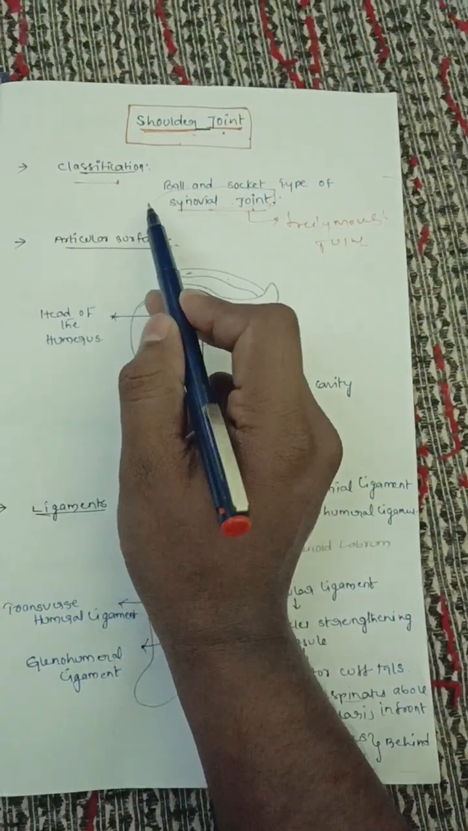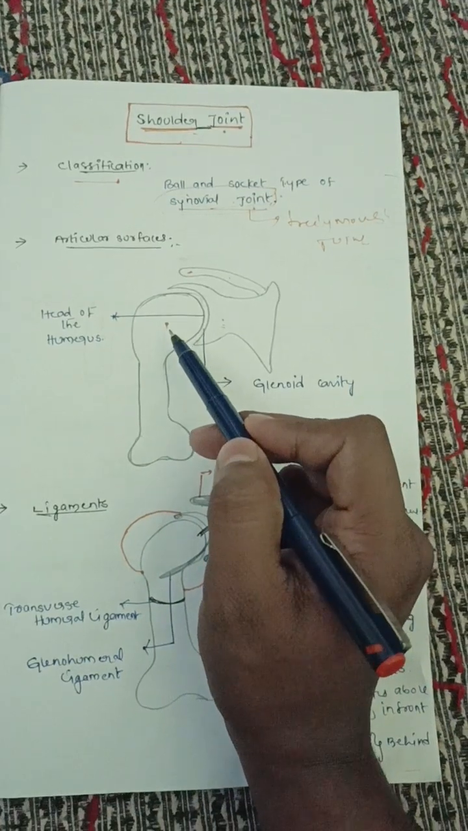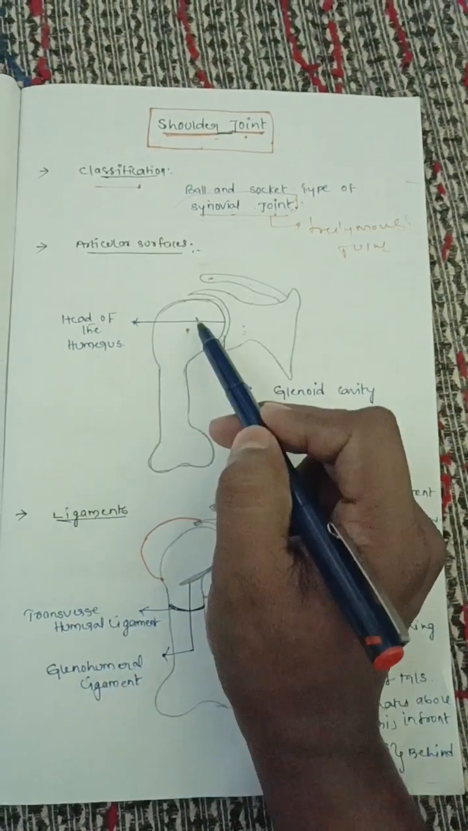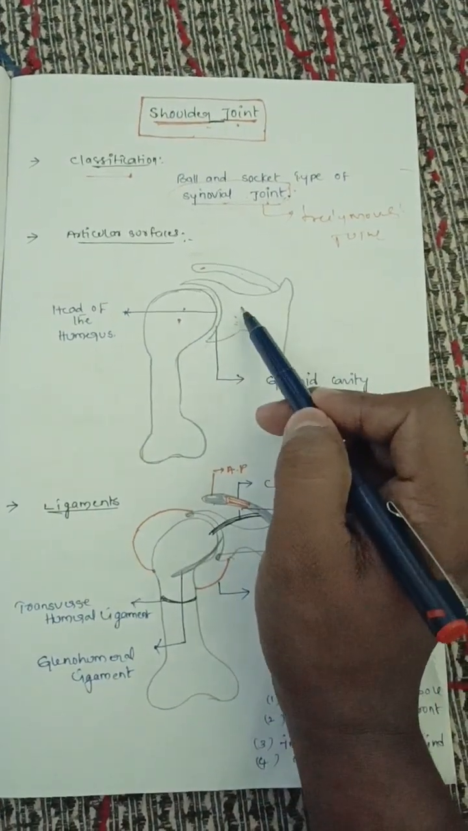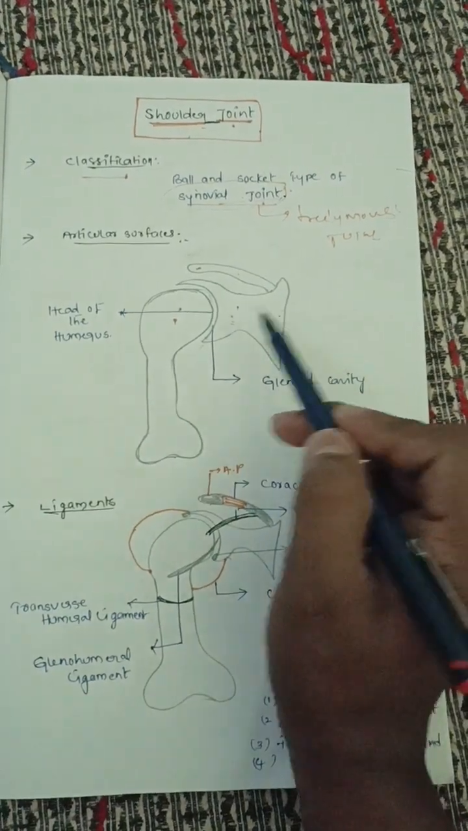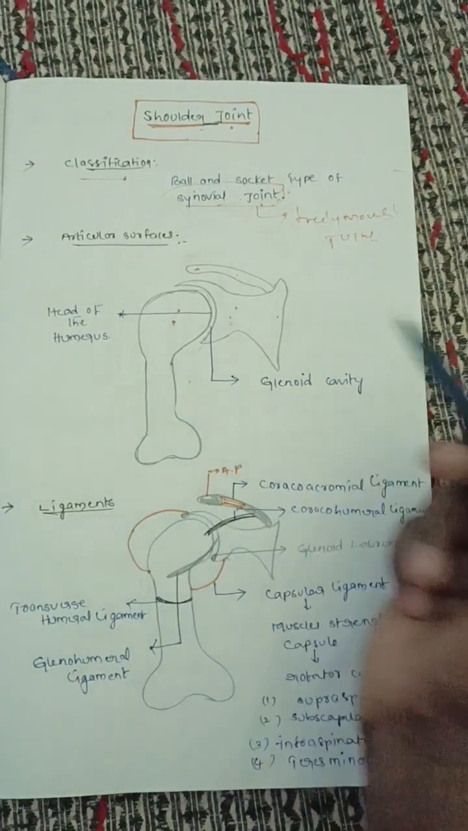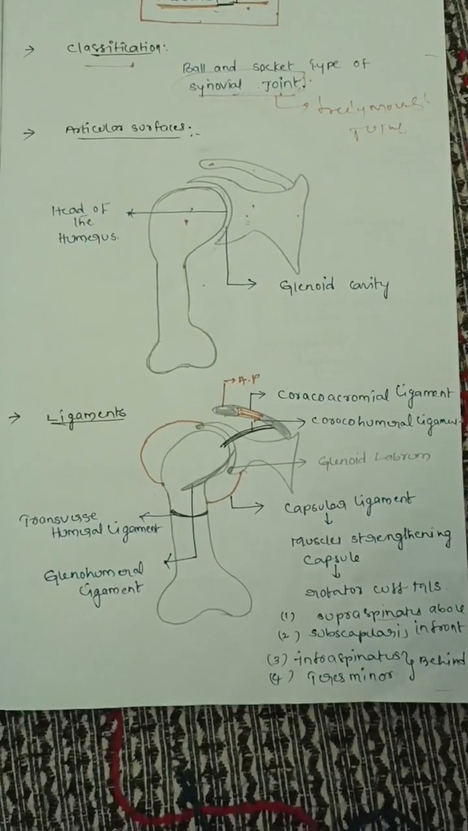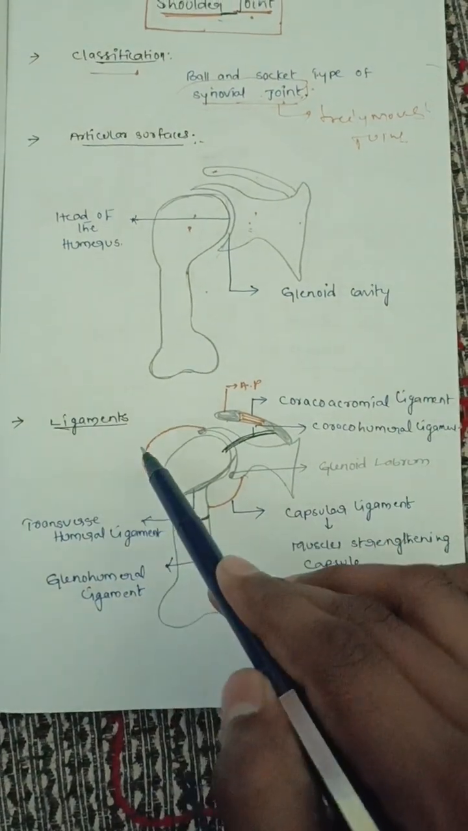Articular surfaces of the shoulder joint are the head of the humerus and the glenoid cavity of the scapula. This is the scapula, this is the humerus. Ligaments of the shoulder joint.